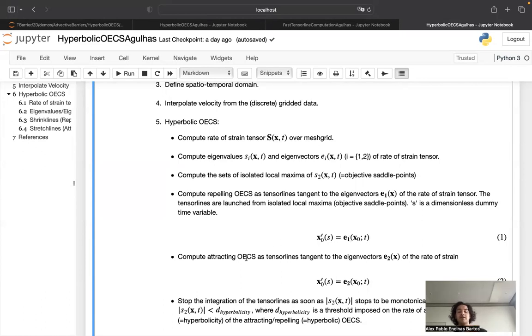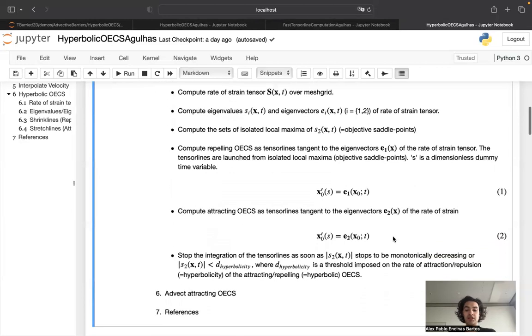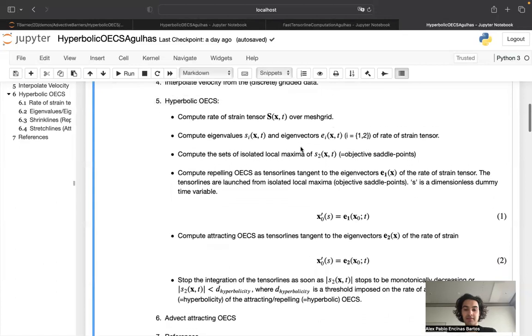And the attracting OECS is a tensor line which is tangent to the E2 eigenvector, so to the most stretching eigenvector. And then generally you look for local maxima of the SI field, actually, sorry, of the S2 field. So you call these objective saddle points. Keep in mind that since the rate of strain is an objective tensor, the eigenvalues and the eigenvectors also need to be objective. So we call local maxima of S2 also objective saddle points, and local maxima of S2 are equivalent to local minima of S1.